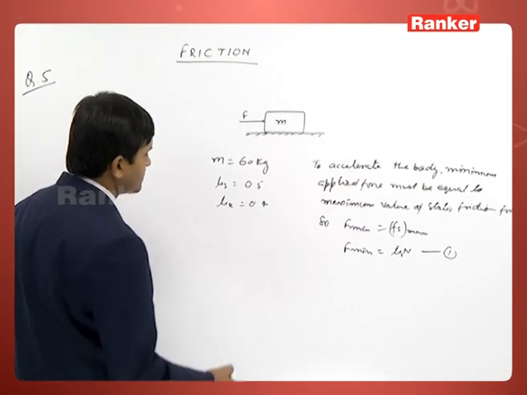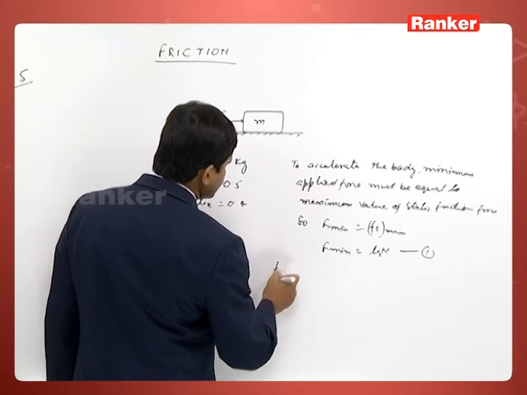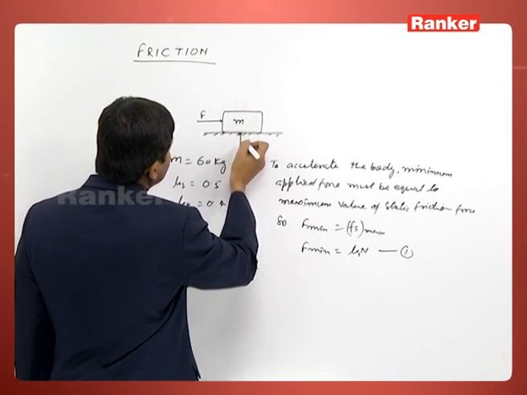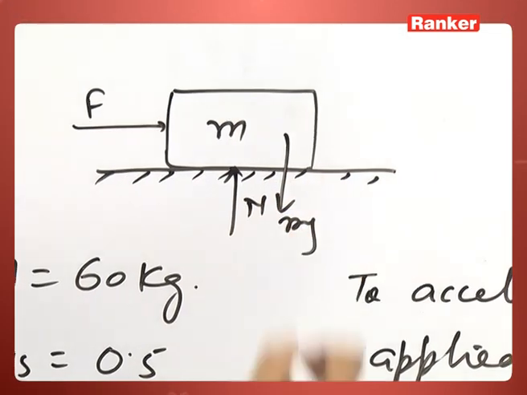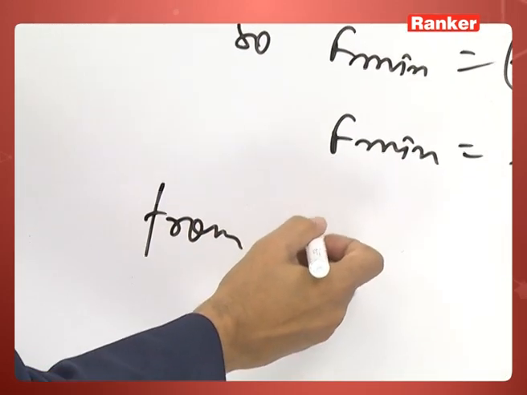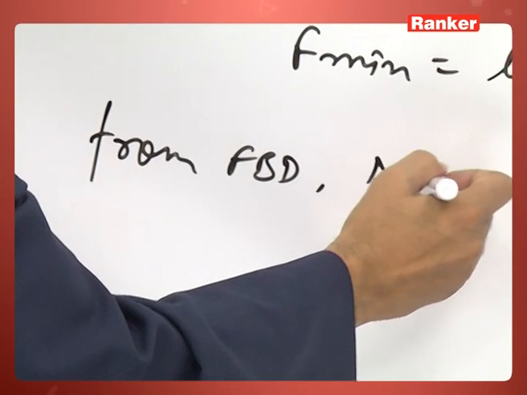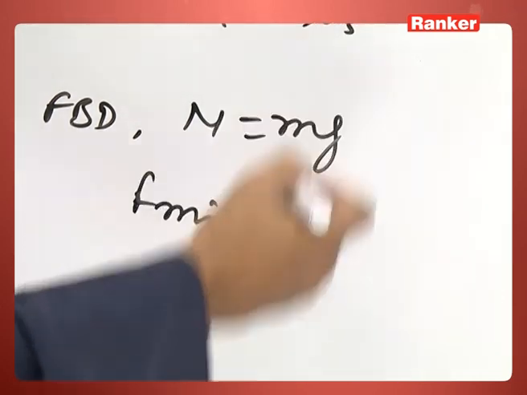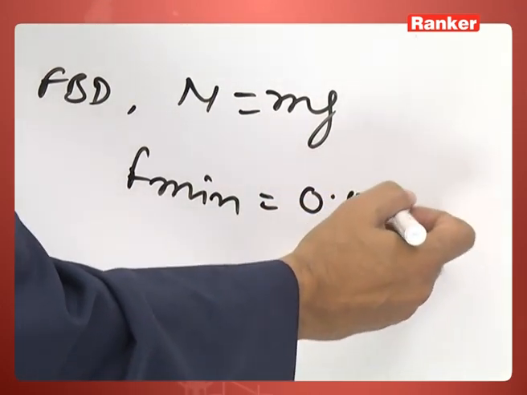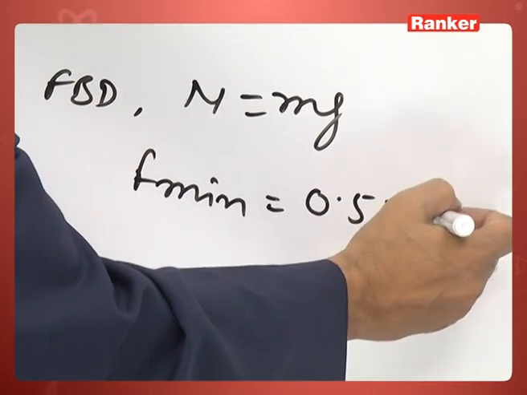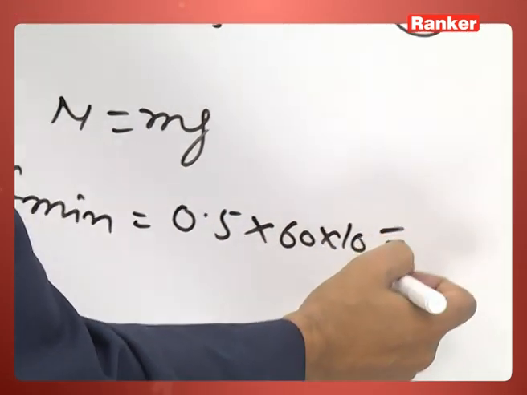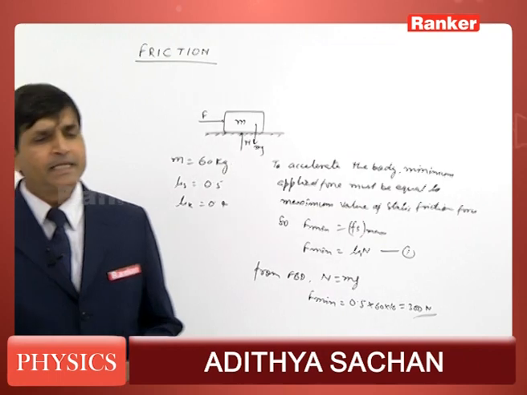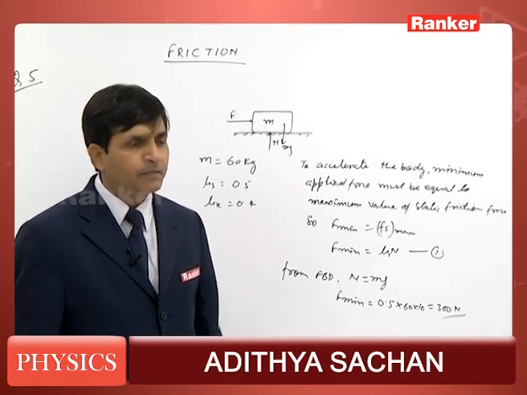Then we will make the FBD. In this FBD, one is your normal force, another is weight. So from the FBD, N is equal to mg. So how much is F minimum? This is mu s, that is 0.5, times N which is mg, where m is 60 and g is 10. So this is 300 Newton. So to accelerate the body, the minimum force needed here is 300 Newton.